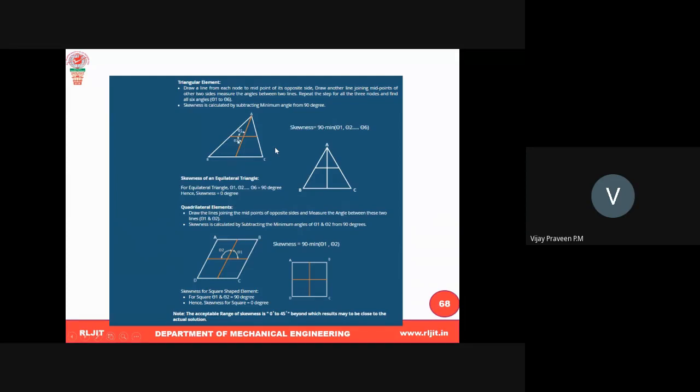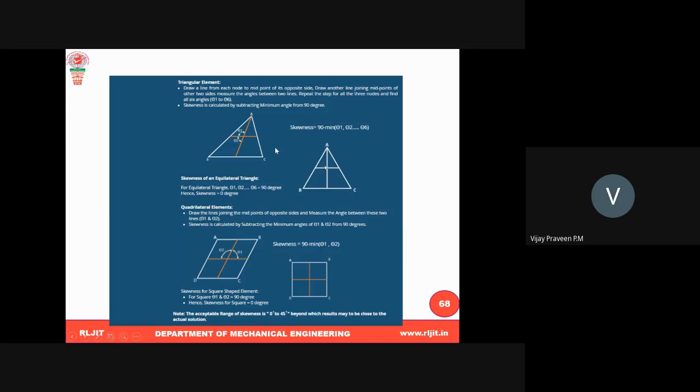Either theta 1 or theta 2, you have to take it. 90 minus the minimum angle of theta 1, theta 2, up to theta 6, you have to take it. So that will give the skewness angle. Usually for ideal, this one, the skewness angle.